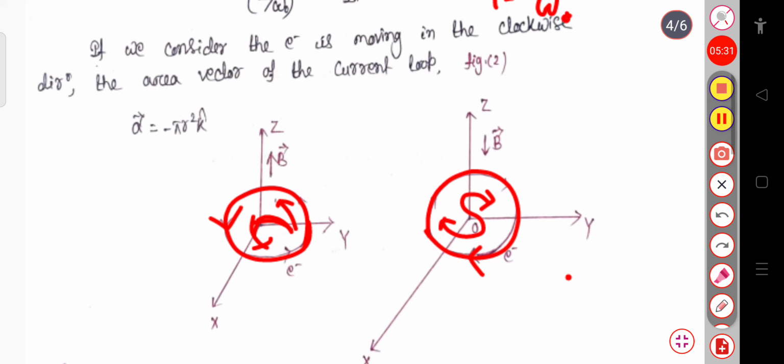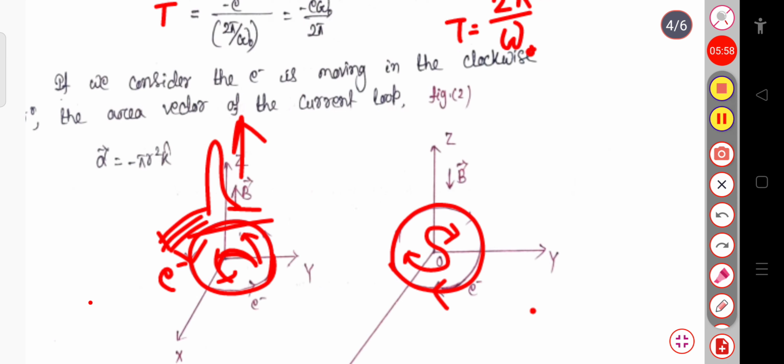In this case, if this is the motion of the electron in this direction, again if you apply the right hand thumb rule, then the finger curl shows the direction of the rotation of the electron. Let me draw it clearly. Your thumb shows the magnetic field direction. So this is basically the right hand thumb rule. Here it is the case of the anti-clockwise motion of the electron, and this is the case for the clockwise motion of the electron.